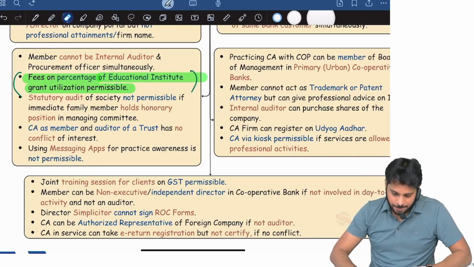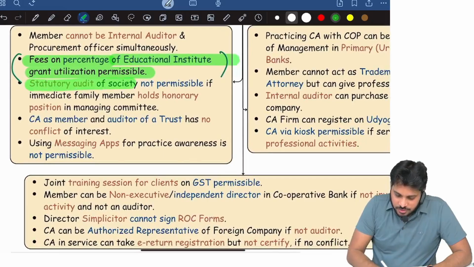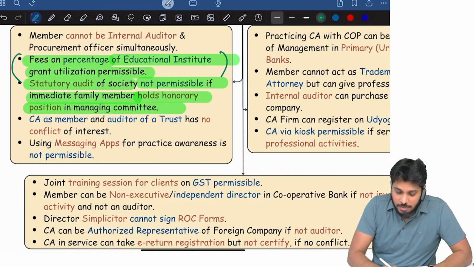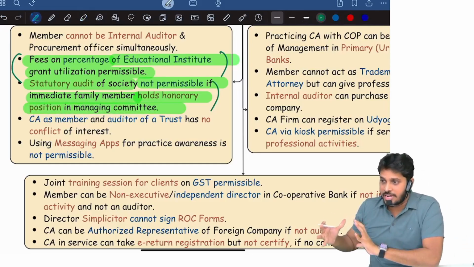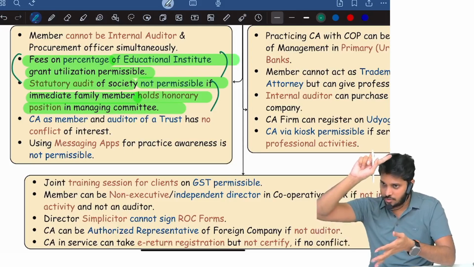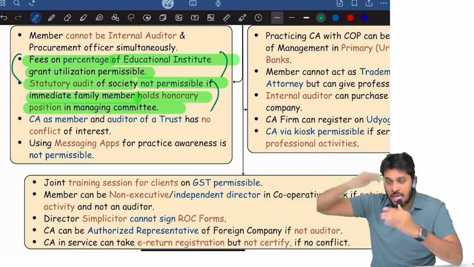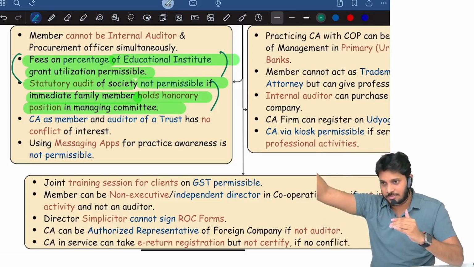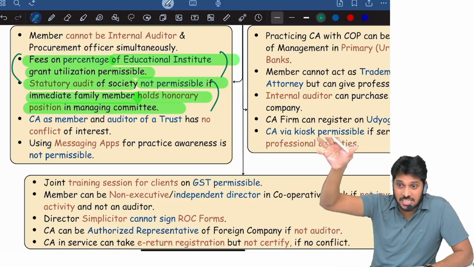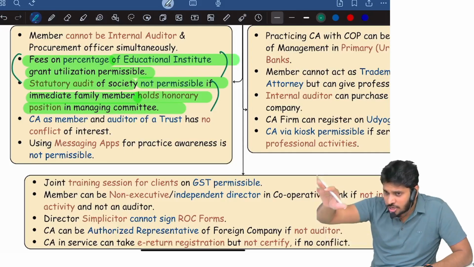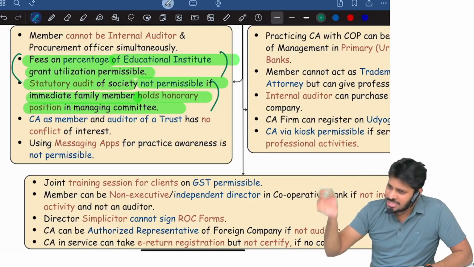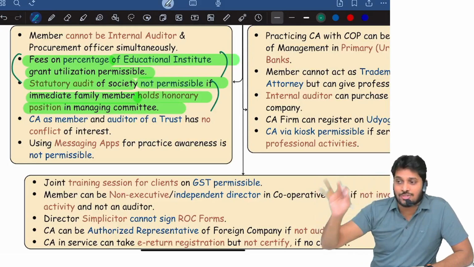Next, a statutory auditor of a society is not permitted if an immediate family member holds an honorary position in the managing committee. Immediate family member means spouse, children, and parents. Immediate means direct. Grandfather and all are indirect. Understood? They are not immediate. So if an immediate family member is participating in the managing committee in an honorary role, meaning a non-executive role, not an executive role, still you cannot do the stat audit of that society.